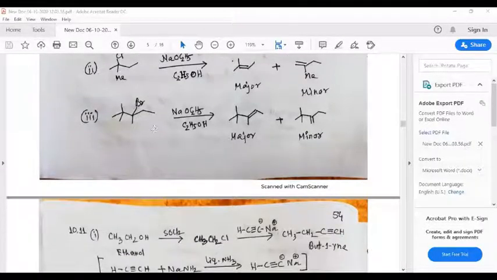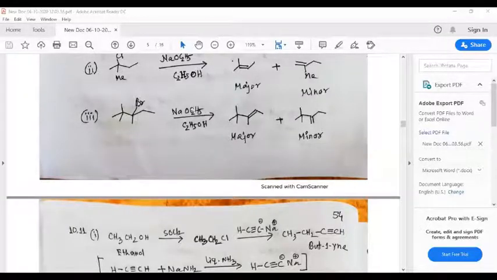Number 3. This compound has a beta position, this one, and this one. However, this beta position does not have any hydrogen. So no proton can be abstracted from this beta position. That means an alkene cannot be formed, a double bond cannot form along these positions.